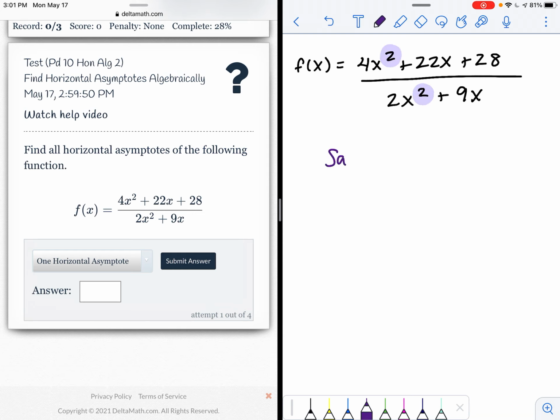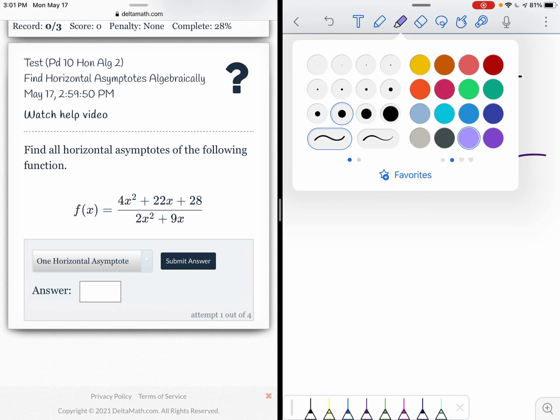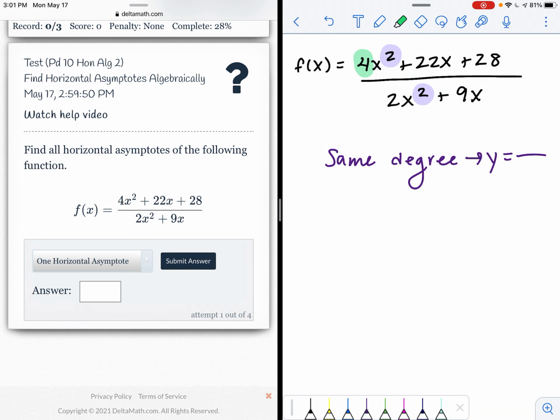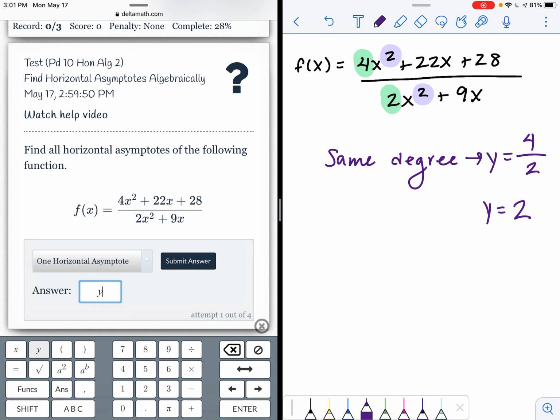So my degree in the top is 2, and my degree in the bottom is 2. So we have the same degree, which means that we're going to take our ratio of the coefficients. So our horizontal asymptote is going to be y equals, and then we're going to take the number from the top and divide it by the number in the bottom. So we're going to get 4 over 2. So my horizontal asymptote is going to be y equals 2.